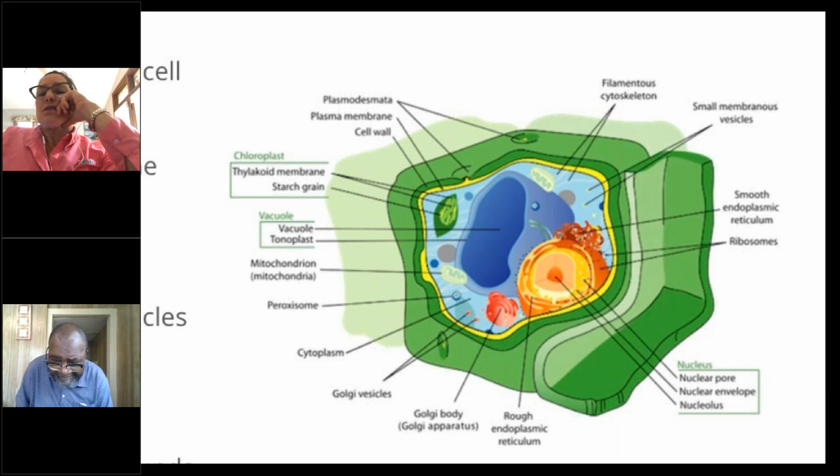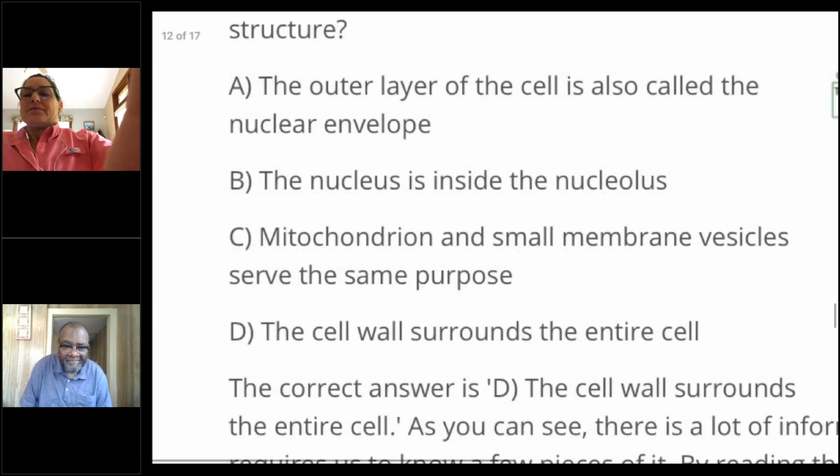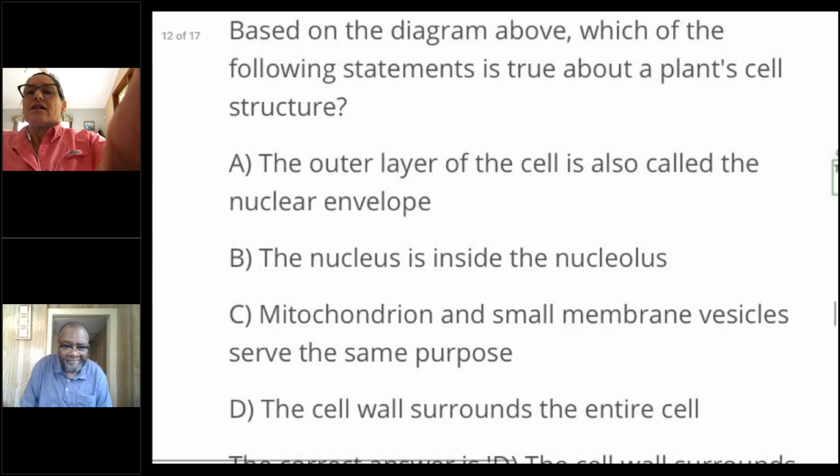I mean, they don't look the same, do they? No, they don't. So I would say you can't say that they're the same. Okay, D, the cell wall surrounds the entire cell.